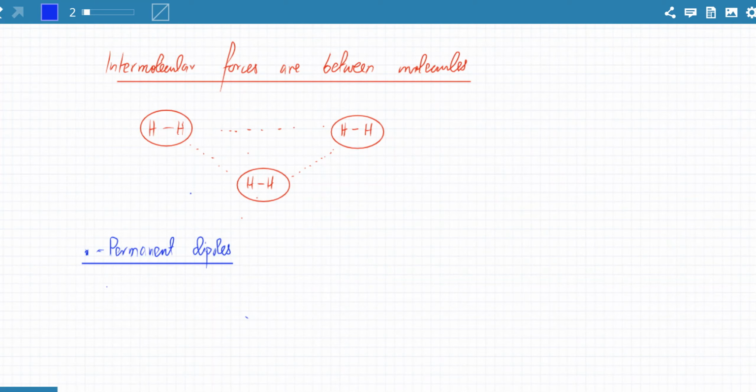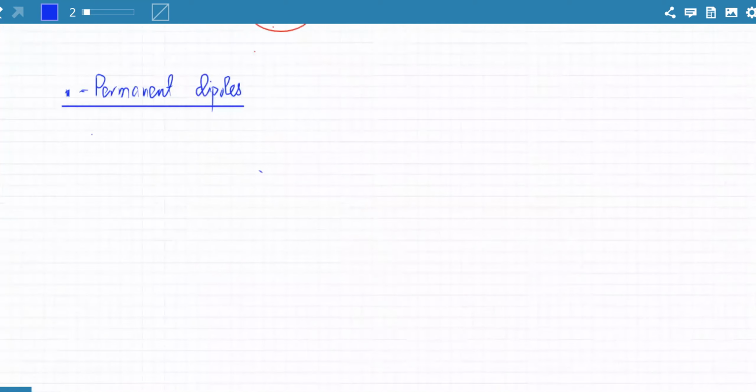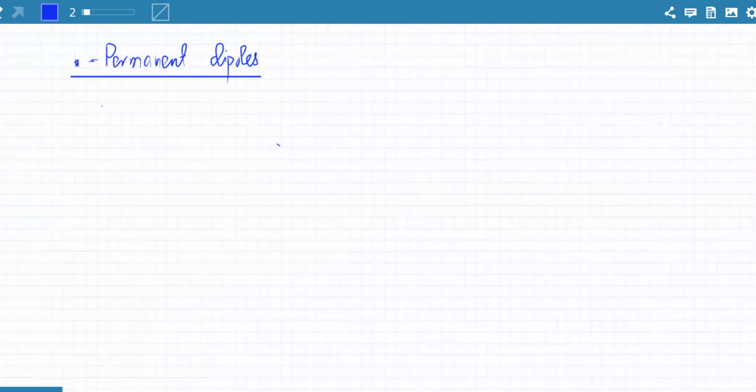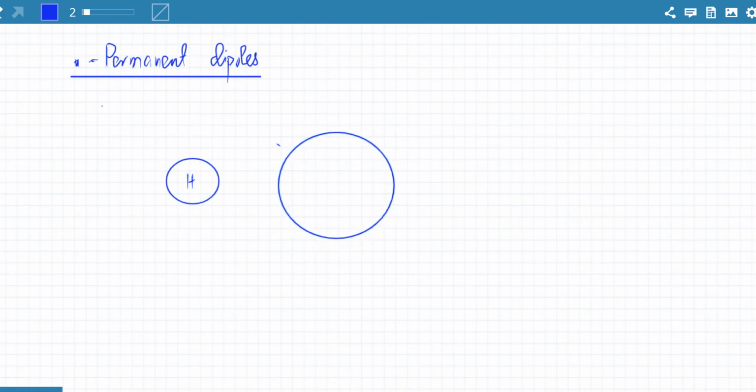So the summary is that intermolecular forces are between molecules, and the first one is a permanent dipole. So what's a permanent dipole? First thing is, how are molecules formed? Like, you've got an H atom, right? And you've got a Cl atom. So here's this much bigger Cl atom.